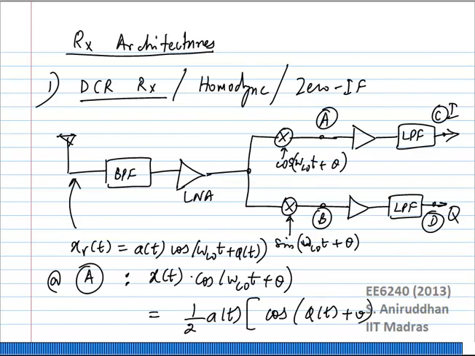Okay. And what do you get at D? Half A of t sin theta.